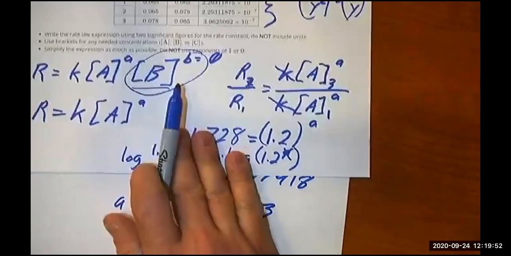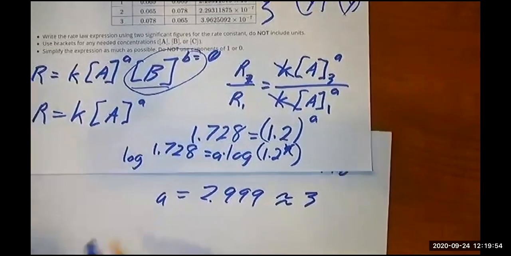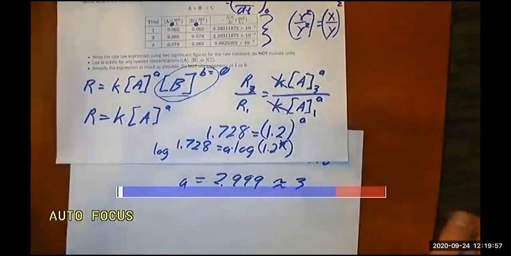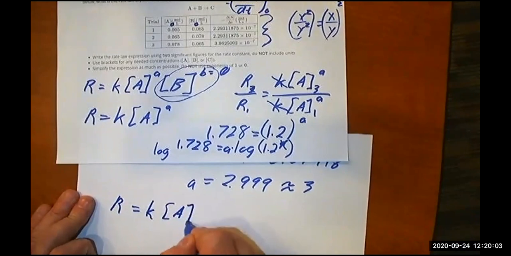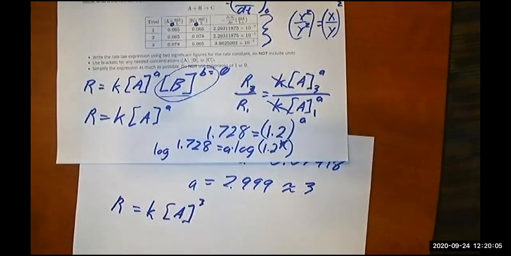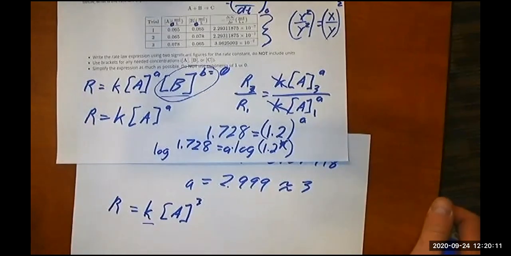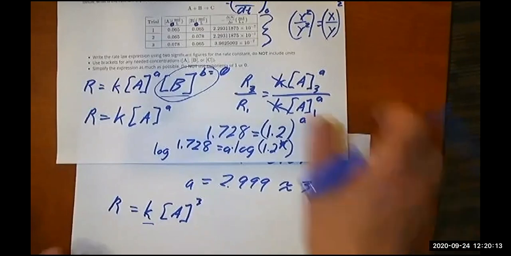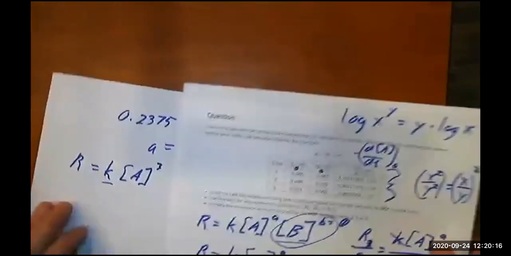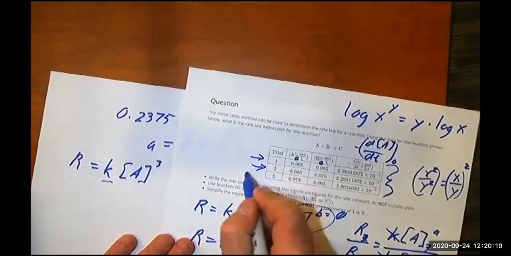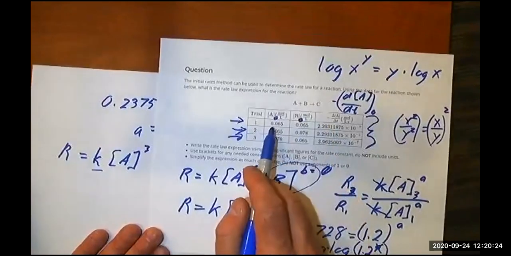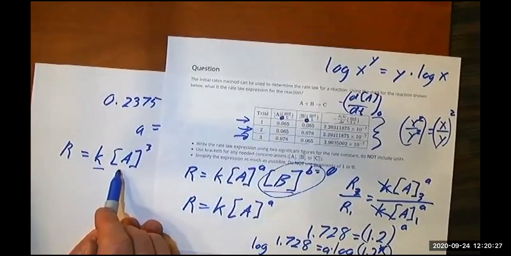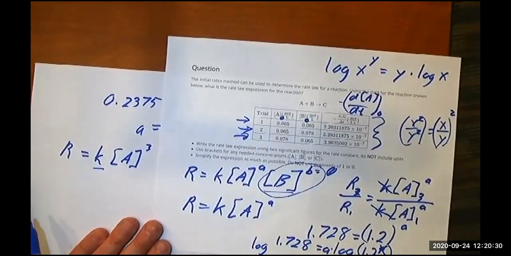So we now know that our rate law is going to be K times the concentration of A to the third power. The last thing we have to do now is to determine the value of K. For that, we simply use any of these trials. Because we have a rate and a concentration of A, you plug them in, and you get the value of K, because that's the only thing that's not known.